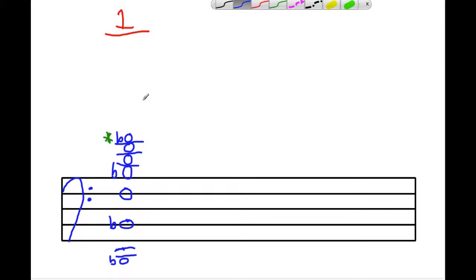So we have the first partial there, the fundamental. Second partial is there, the next B flat. This is the third partial, the F. Fourth partial is the B flat. Fifth partial is the D. Sixth partial is the F. Seventh partial is the A flat.